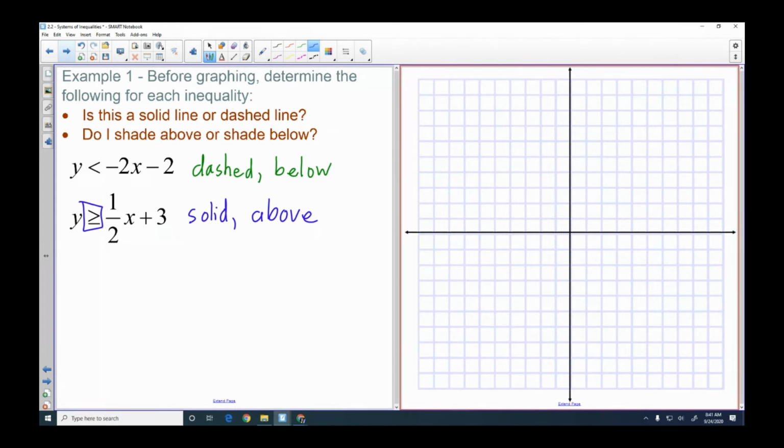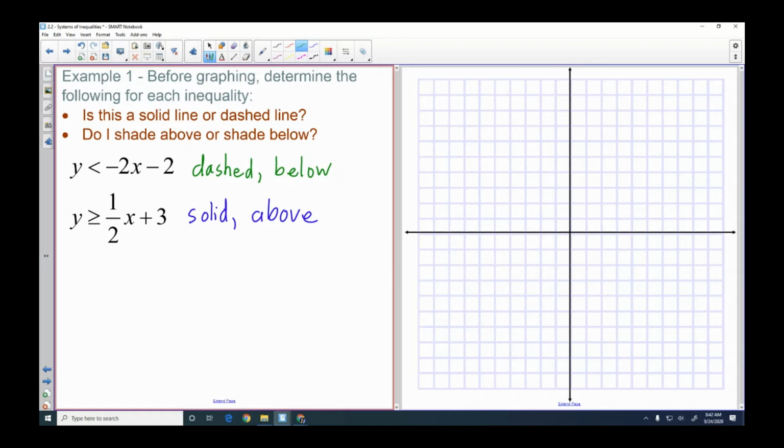Okay, so let's graph these. They're both in slope-intercept form, so that should be easy for us to graph. Let's start with this first line. And when I'm graphing it, you can kind of think of it as just an equation, like y equals mx plus b, even though it's technically y is less than mx plus b, but the points on our line are still going to be represented the same way.